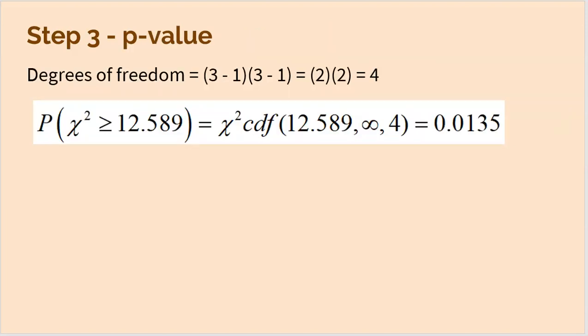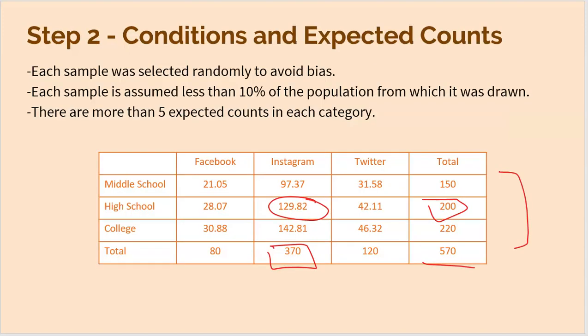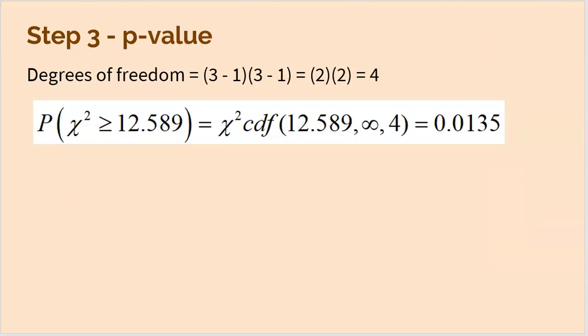Then comes the p-value. So remember, let's talk about the degrees of freedom real quick. So I'm actually going to go back to the chart. So we have 3 categories down the left-hand side for the rows. Middle school, high school, college. We have 3 categories across the top: Facebook, Instagram, Twitter. Do not count the totals as categories. So 3 minus 1 is 2. 3 minus 1 is 2. 2 times 2 is 4. So we have 4 degrees of freedom in this problem.